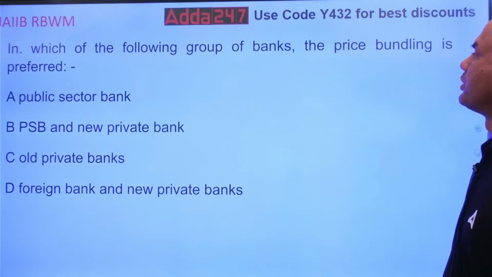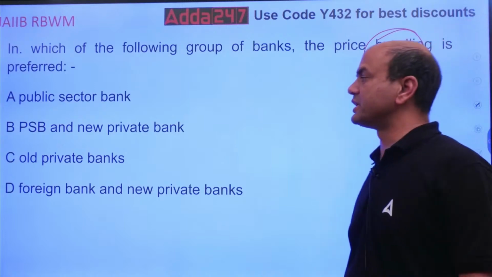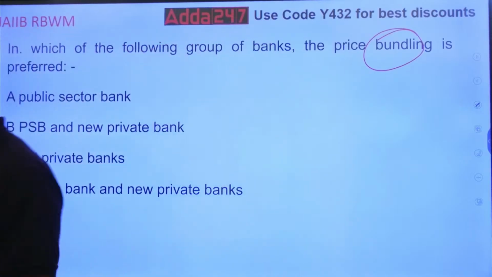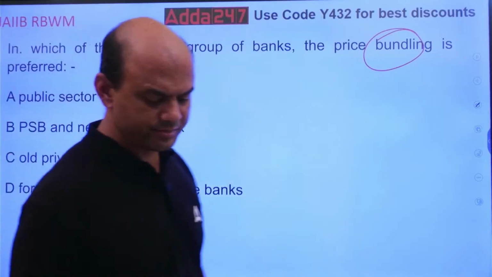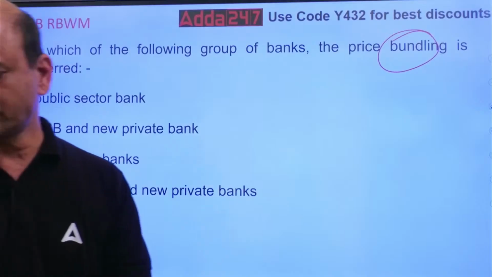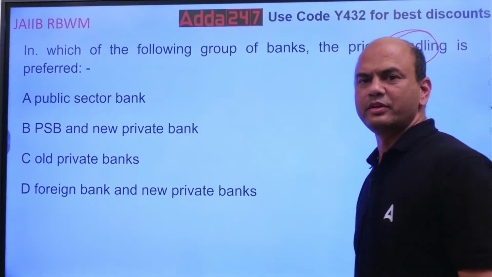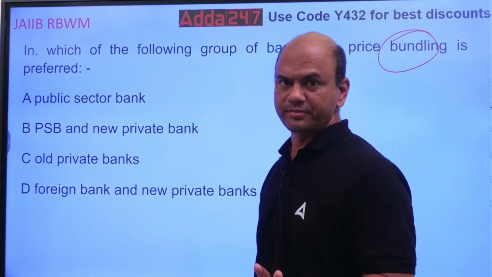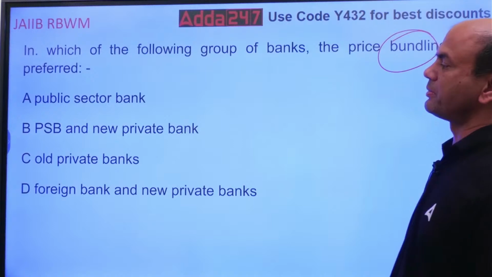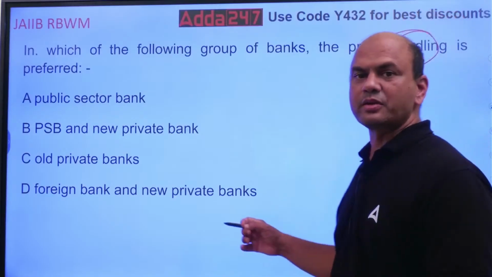In which of the following group of banks is price bundling preferred? Public sector, PSBs and new private sector; old private sector, foreign banks and new private sector banks. Where is it preferred? Think over it, everyone. So where is it preferred? As I told you, you have to go as per the books. Public sector banks, price bundling. PSBs and new private banks; old private banks, foreign banks and new private banks. Which is the correct option over here?